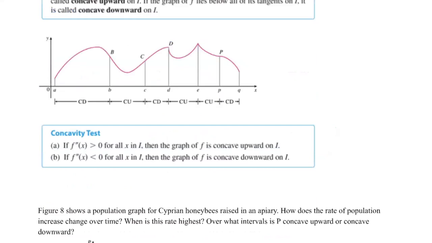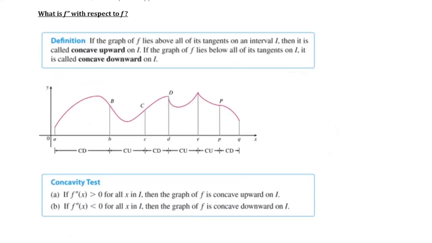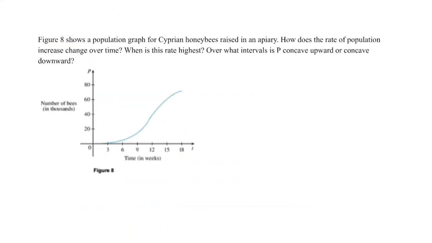Okay. Concavity test. The way we do that using calculus is that I take the second derivative, which if it's positive in that interval, then we call that concave up. If f double prime is negative for that interval, it is called concave downward on that interval. Yeah. Okay. So let's take a look at this right here, guys.